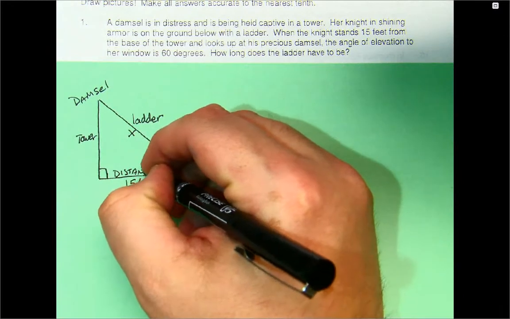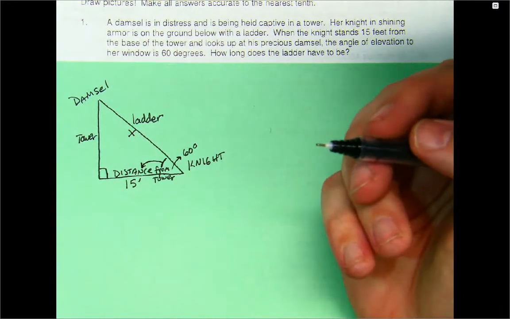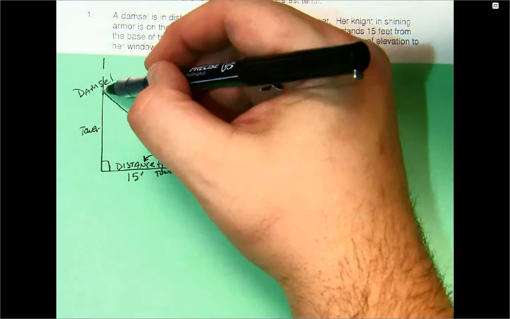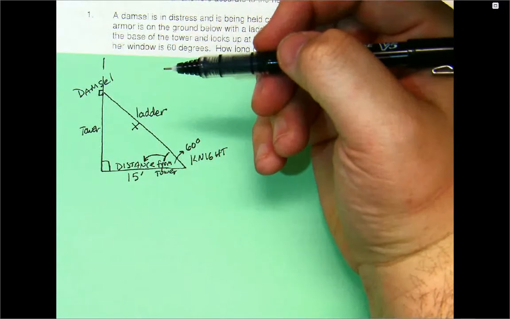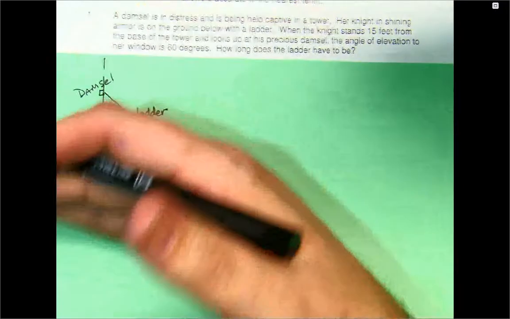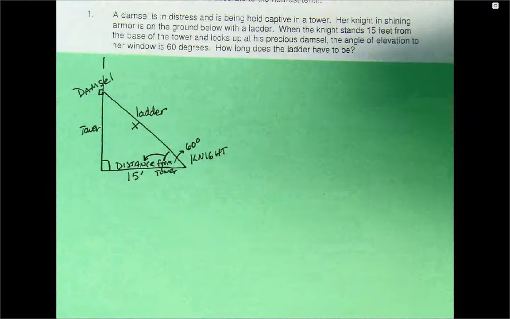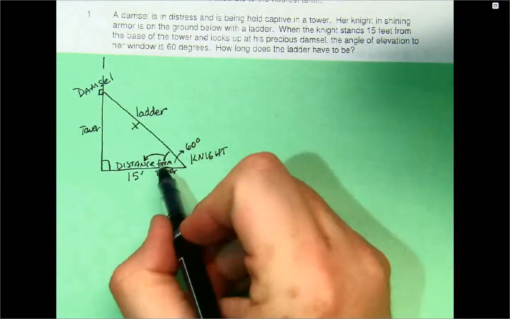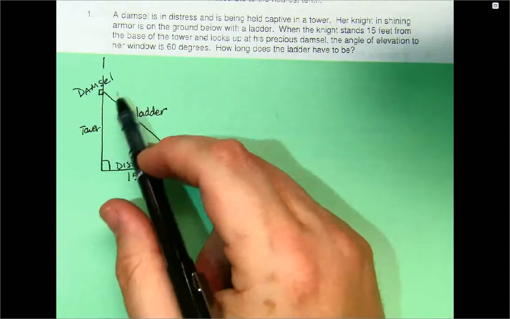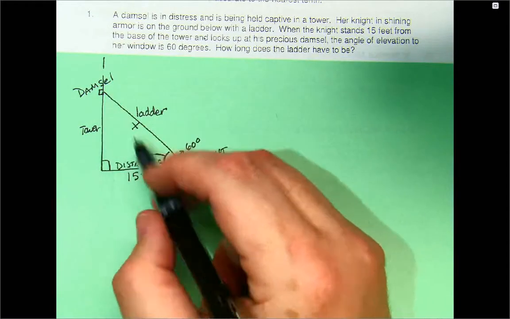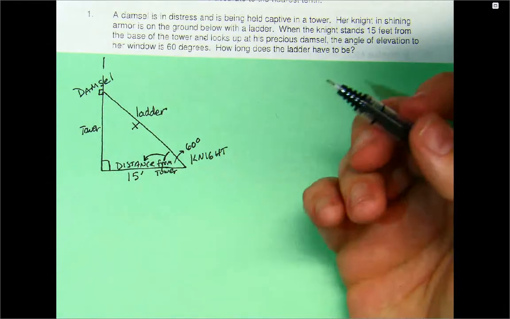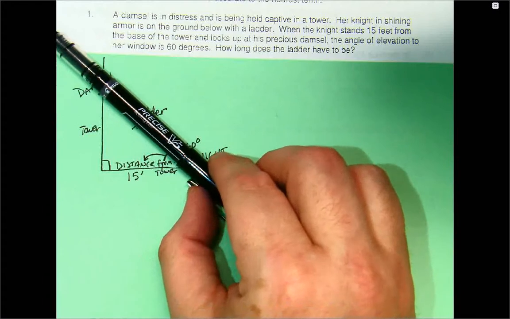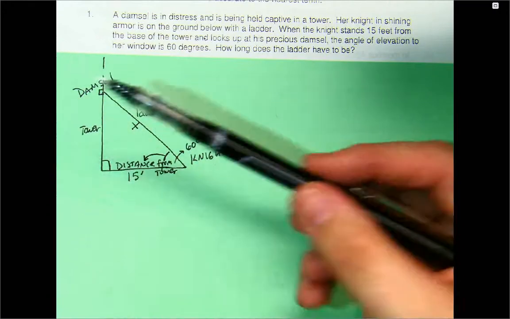So what side is this? That's just where, if the tower continued up, that's where the lady is that the knight's trying to rescue. The angle of elevation is basically what the knight sees and how high up the window is from the knight. Now, since this is a right triangle problem, and I don't have three sides because I don't know how high the window is, but I know when it's a distance of 15 that I'm going to have to put the ladder at a 60-degree angle in order to get to the window.